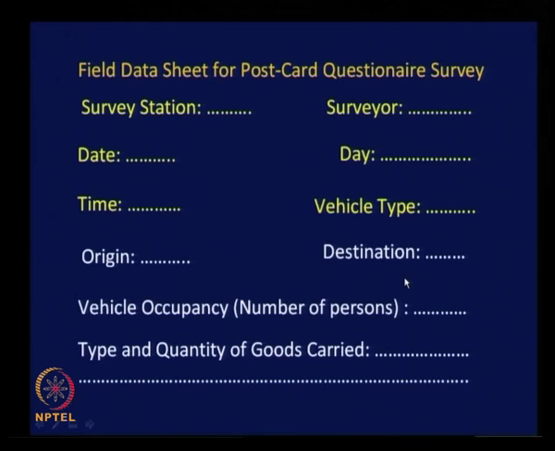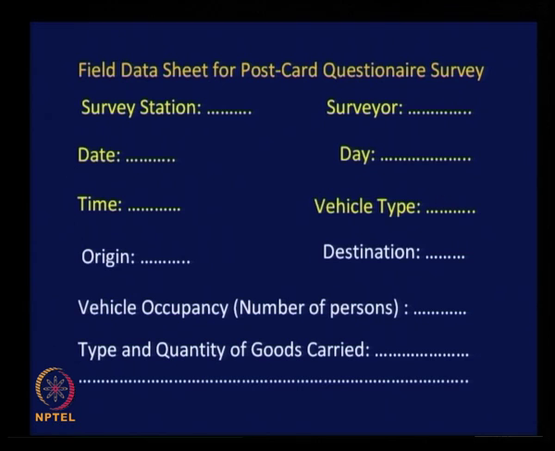In this survey, this is the kind of information we will be asking for, same as we have done in the roadside interview survey. The surveyor will fill up the information pertaining to the yellow colored items; this information will be filled up by the surveyor himself or herself at the station.